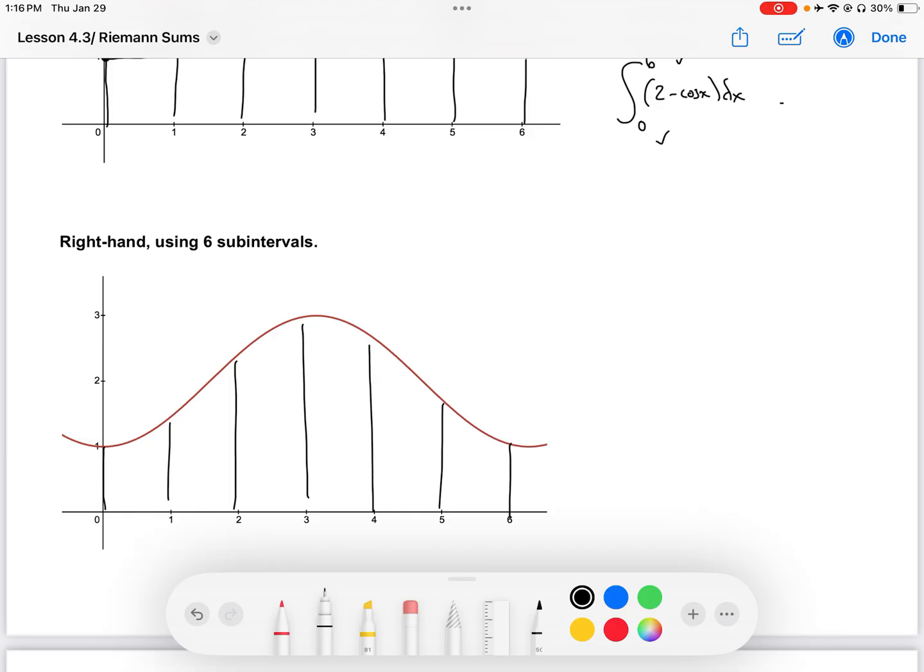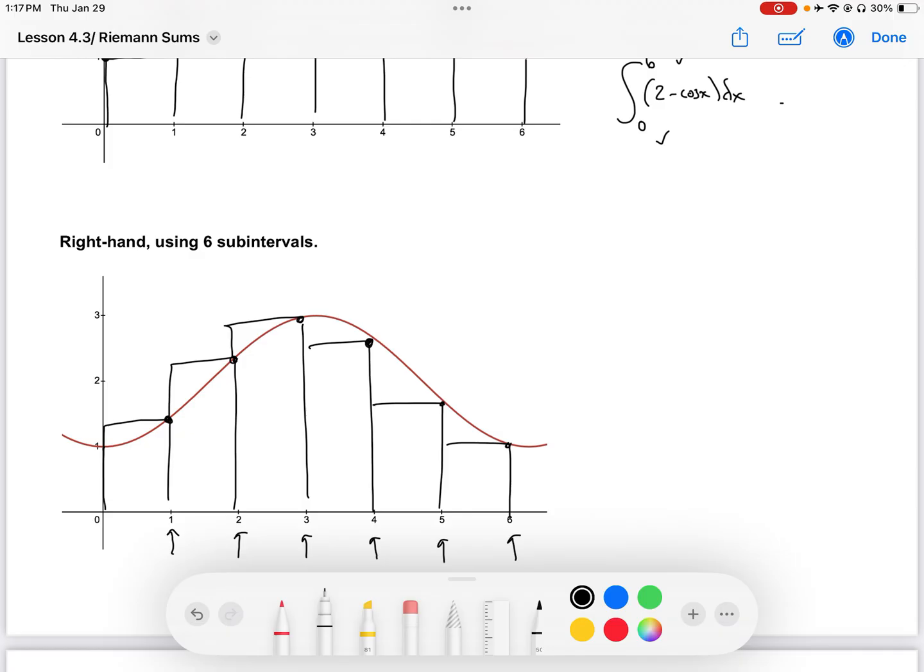But now we're using the right hand side. So we take our first subinterval from 0 to 1, we go over to the right hand side of it, go up to the top and make a rectangle. Go to the right hand side of the second one, go up to the top, make a rectangle. Go up to the top, make a rectangle. Go up to the top, make a rectangle. We're going to the right hand side here.